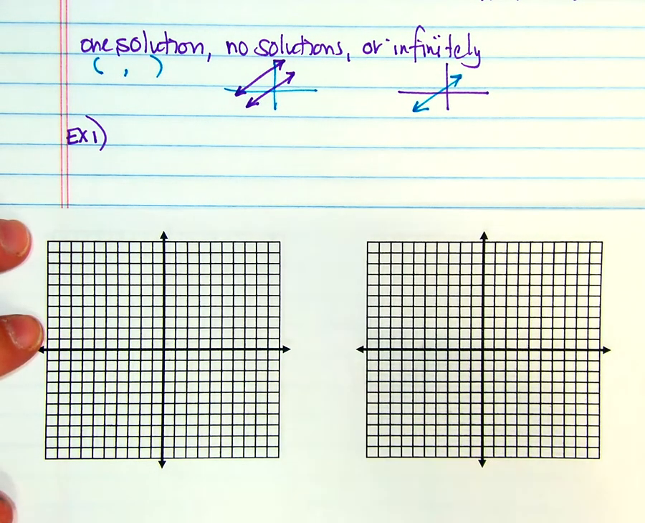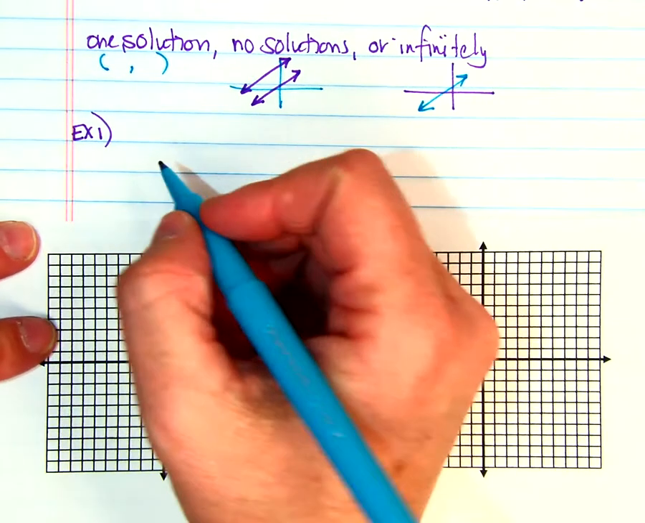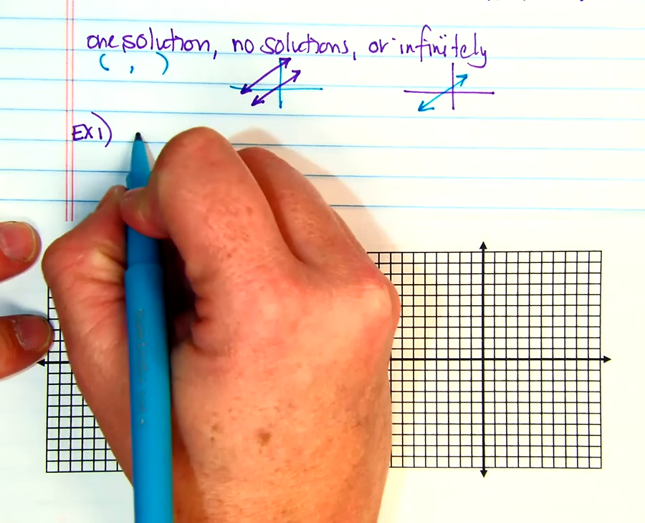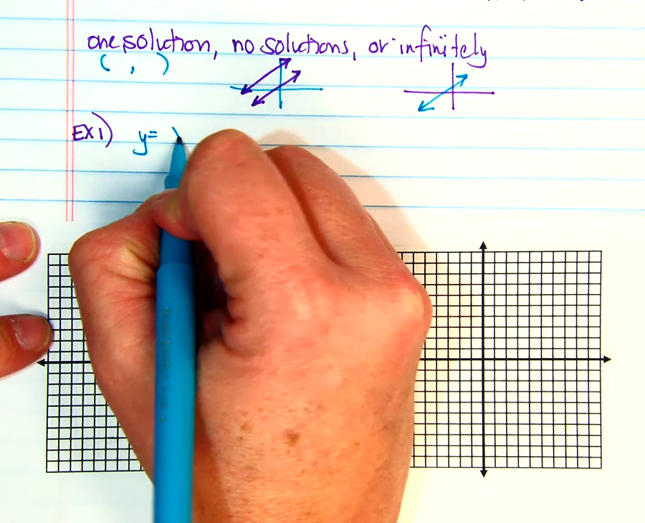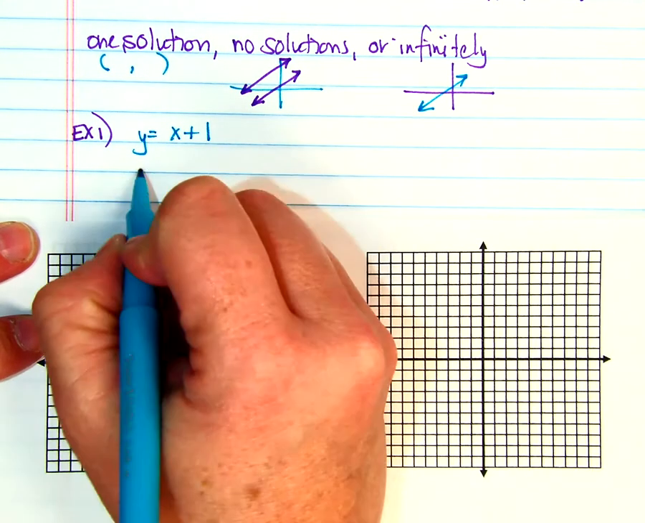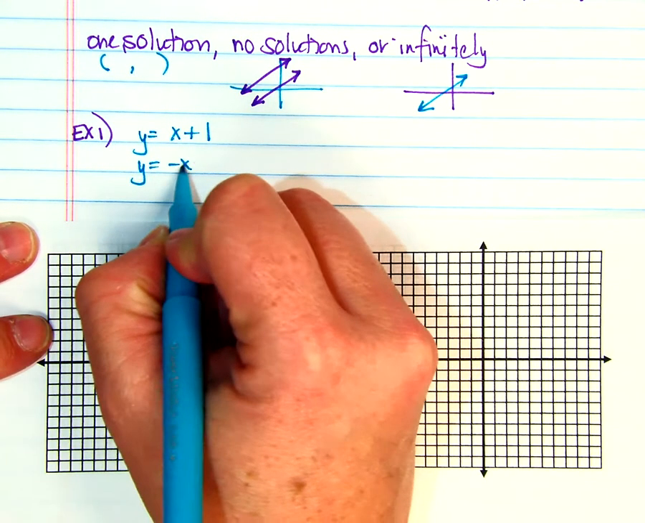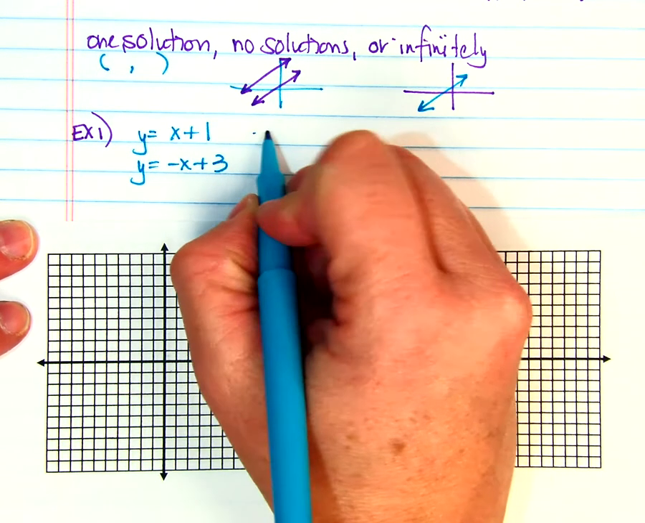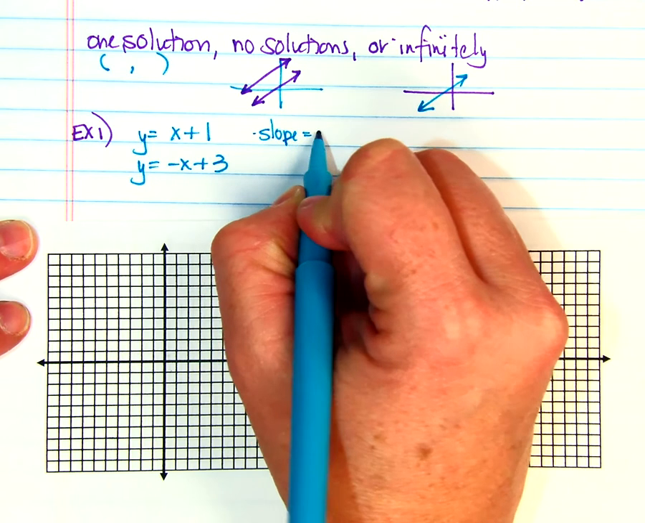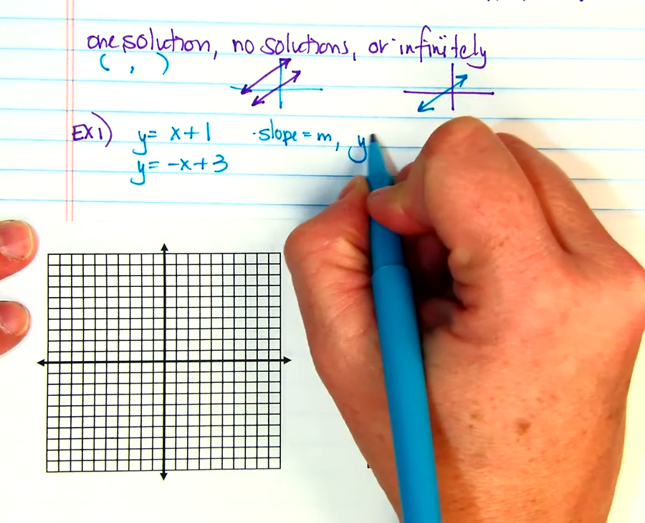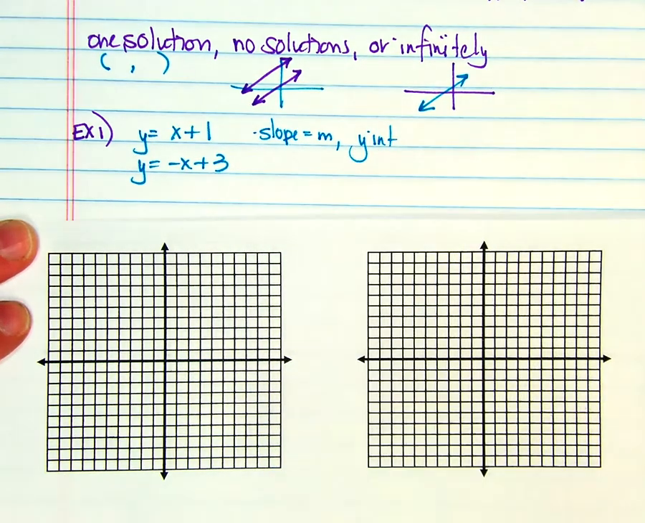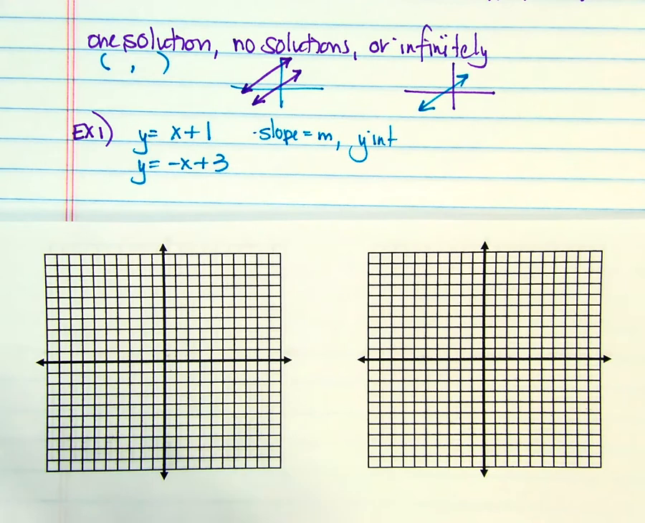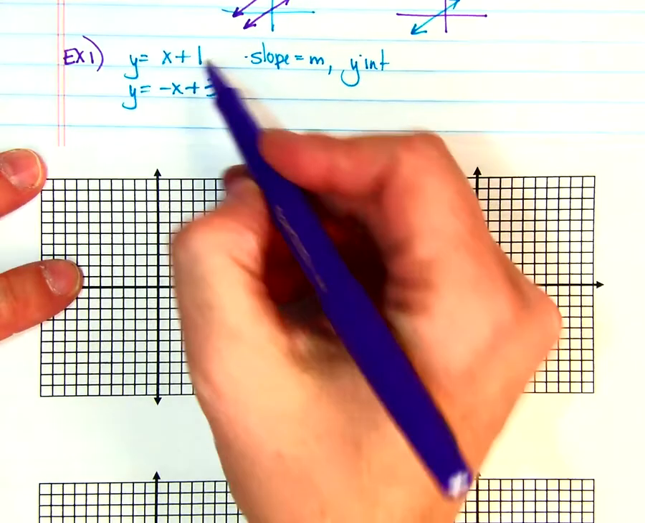So if we look at the first system, let's go ahead and do y equals x plus 1 and y equals negative x plus 3. Remember, to graph a line, we are looking for the slope, which is m, and then the y-intercept. So we start with the y-intercept. So 0, 1.